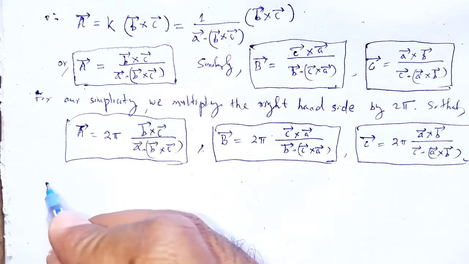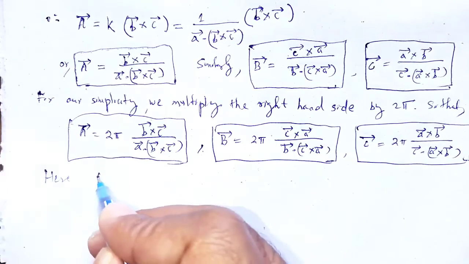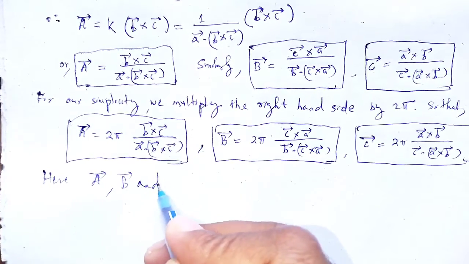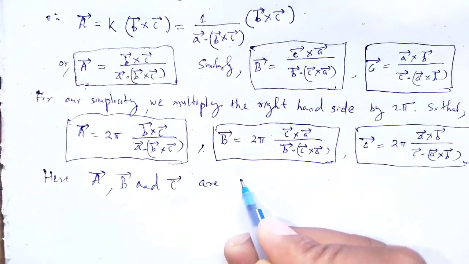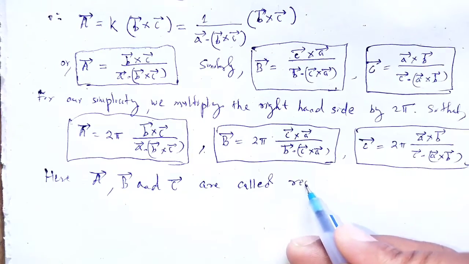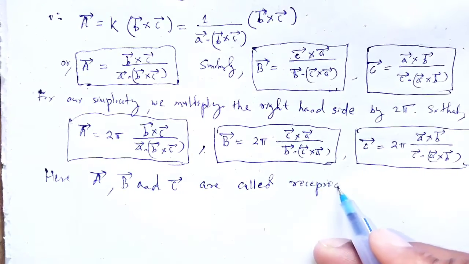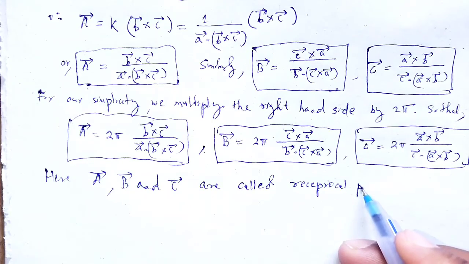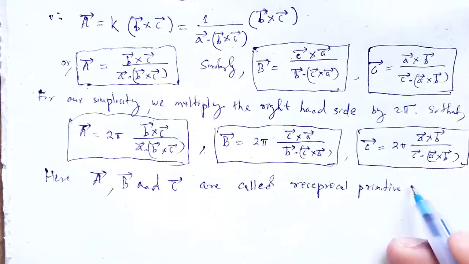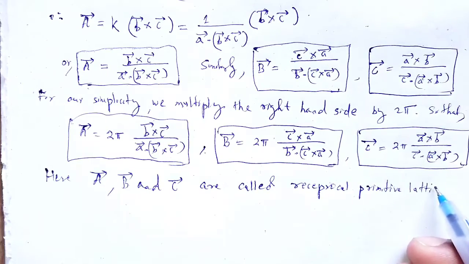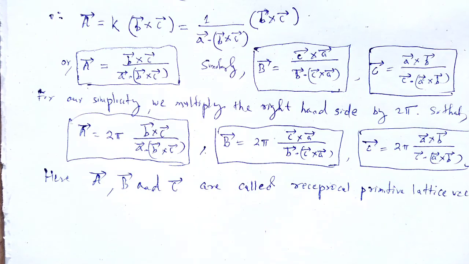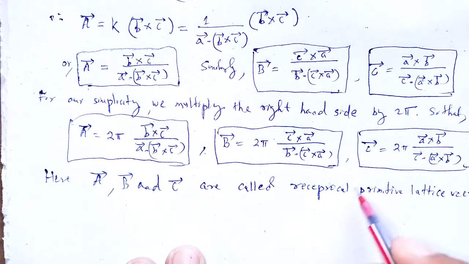Here A vector, B vector and C vector are called reciprocal primitive lattice vectors. Reciprocal primitive lattice vectors.